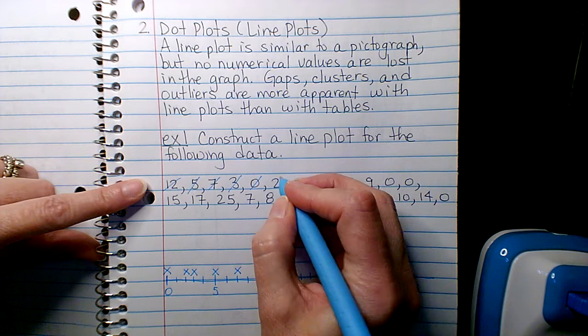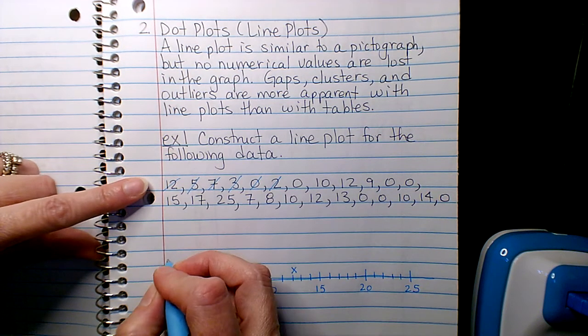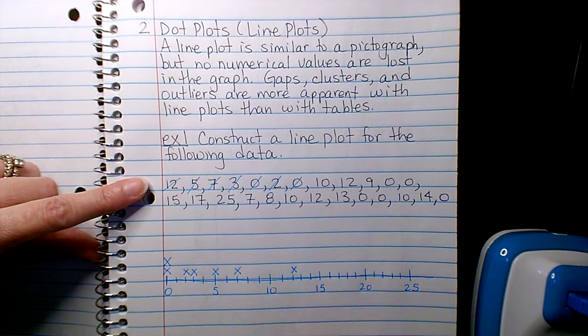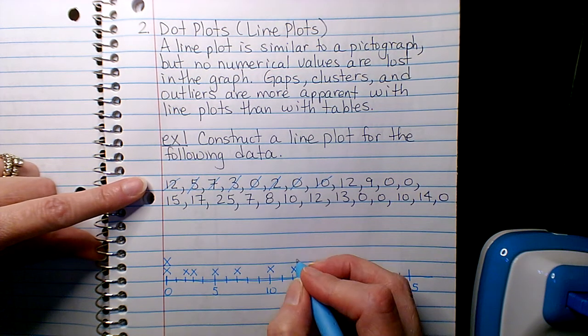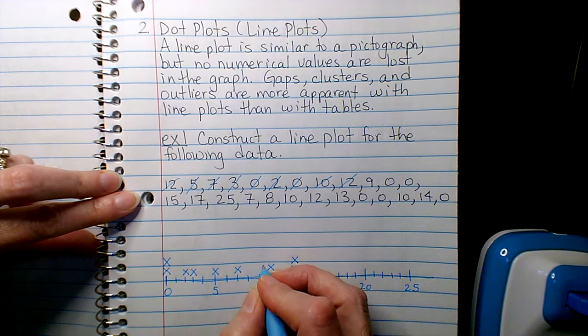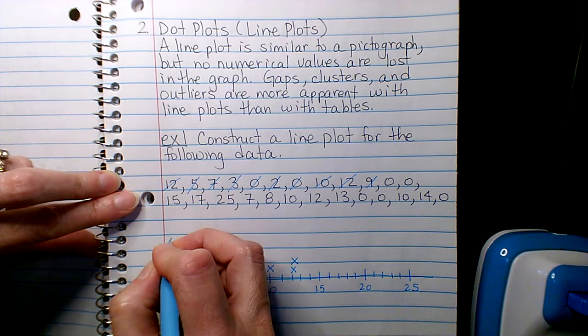2 right there. All right, now it gets interesting. We have another 0. So you stack those X's. I have 10, 12. I've got another 12, so I'm going to stack that X. 9. Ooh, we got a couple more zeros, so I'm going to go up a couple more.